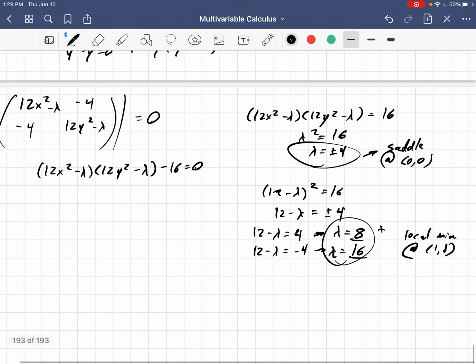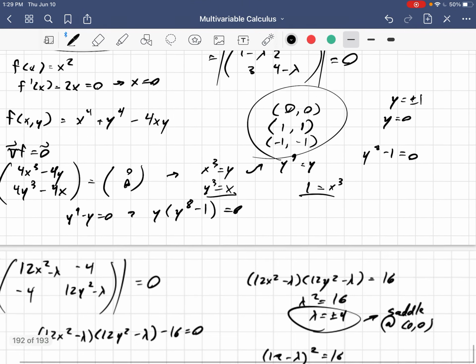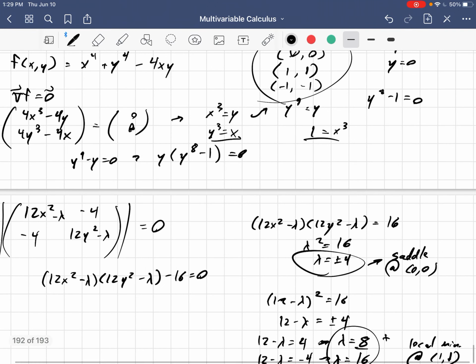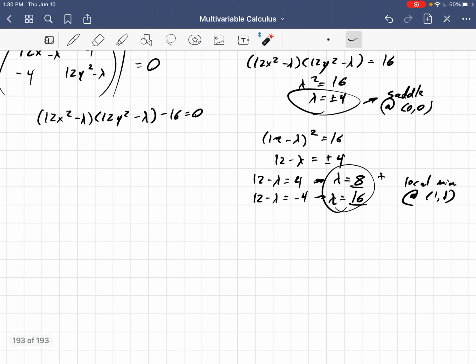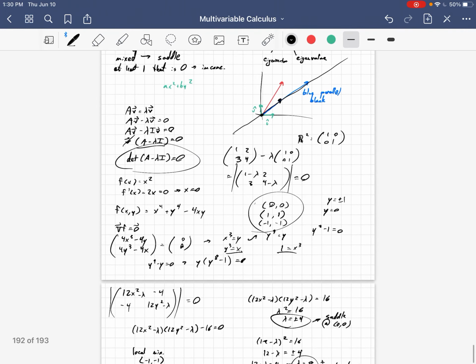And then lastly, you're going to get the same thing for (-1, -1), because negative 1 squared is 1. You're going to get the exact same algebra. So we also have a local minimum at (-1, -1). And I feel like this is a much easier way to grasp the true second derivative test in terms of the eigenvalues of the Hessian matrix.